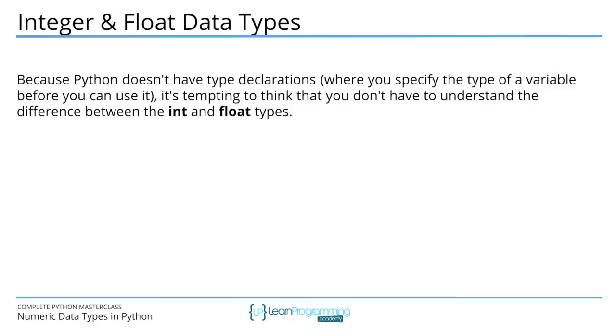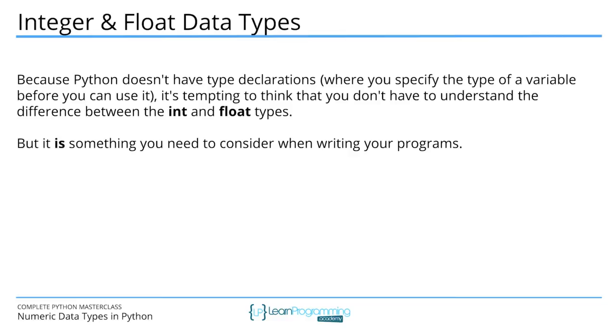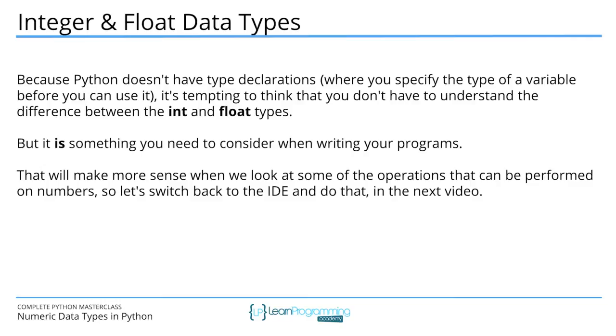Because Python doesn't have type declarations, where you specify the type of a variable before you can use it, it's tempting to think that you don't have to understand the difference between the int and float types. But it is something you need to consider when writing your programs. And that'll make more sense when we look at some of the operations that can be performed on numbers. So let's switch back to the IDE and do that in the next video.